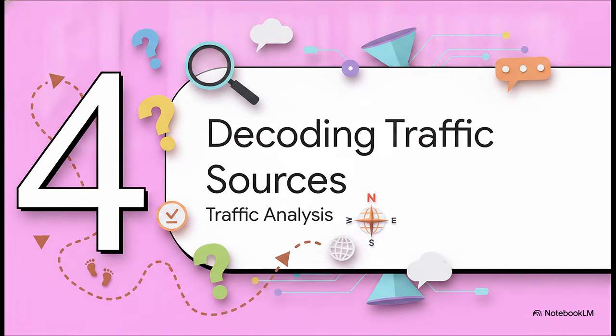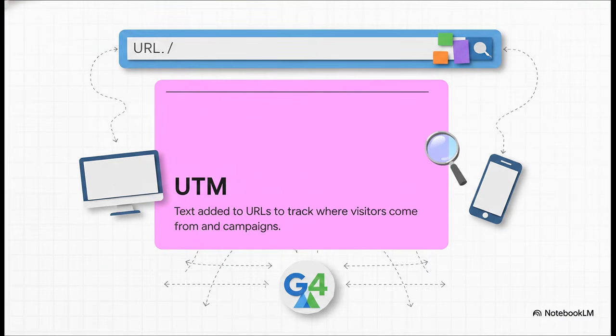On to Module 4, Decoding your traffic sources. This is where we solve the mystery of exactly how visitors arrived at our site in the first place. To do this, we use something called a UTM, which stands for Urchin Tracking Module. Sounds super technical, but you can really just think of them as digital tracking labels. They're just small pieces of text added to the very end of a URL.